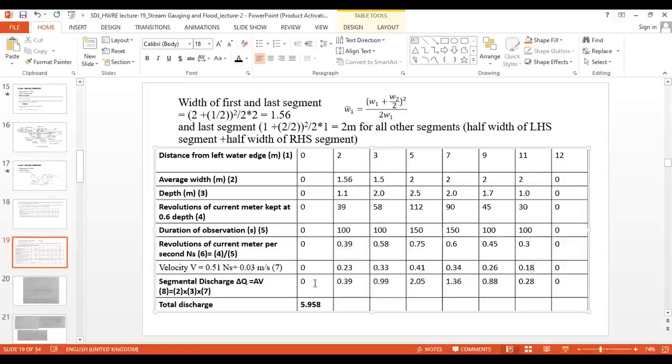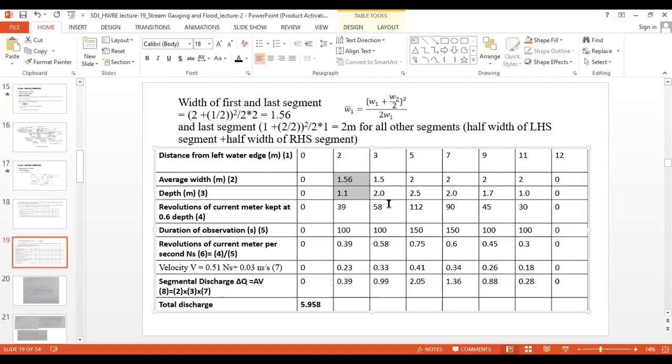Then we have to find out the segmental discharge, that is, the discharge of each segment will be area of a segment into velocity. So what will be the area over here? Area will be width into depth, that is, the average width into depth into the velocity which we have calculated over here. So 1.56 into 1.1 into 0.23 gives a discharge of 0.39 meter cube per second. It means that row number 8 will be the product of row number 2, row number 3 and row number 7, isn't it?